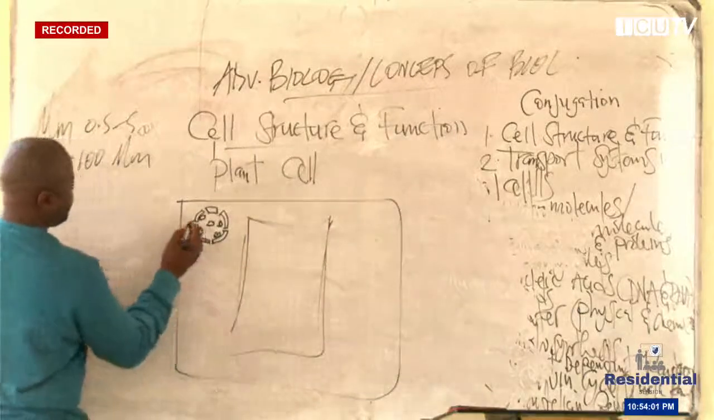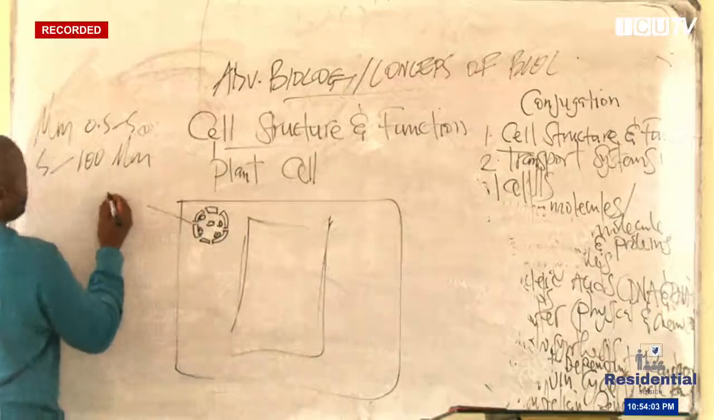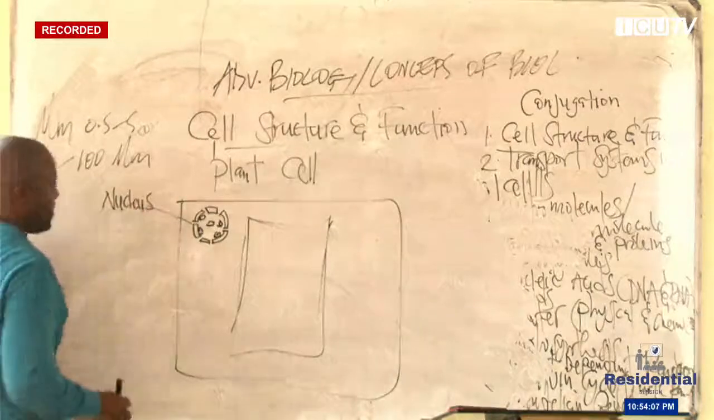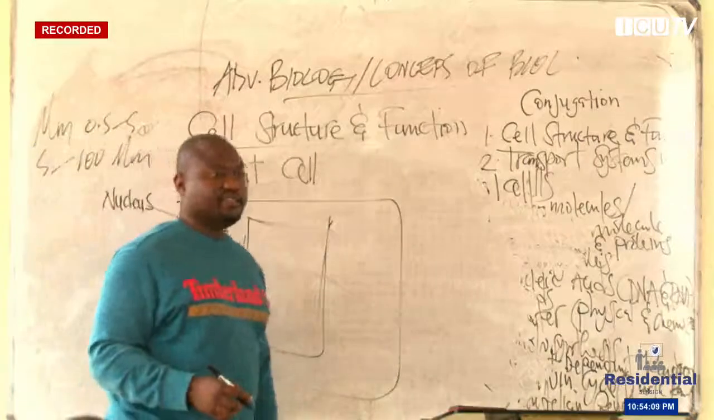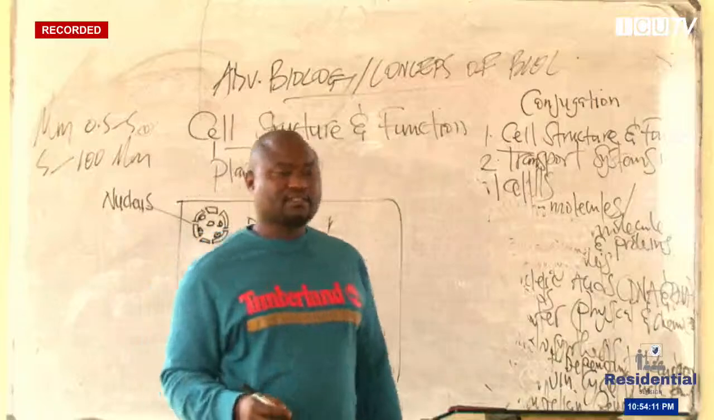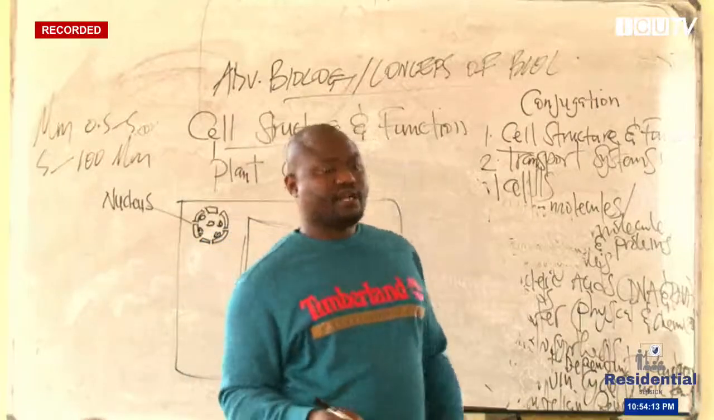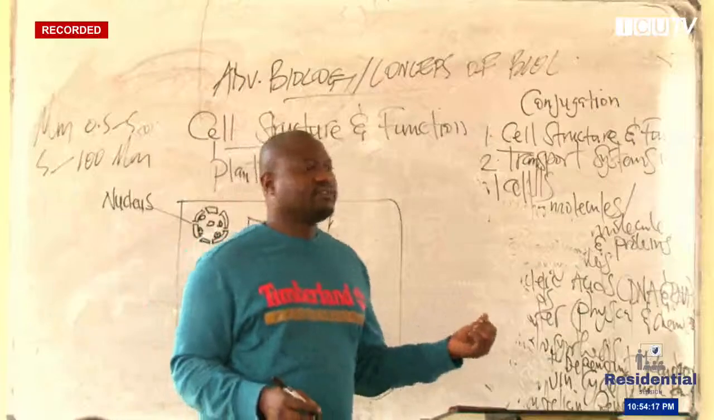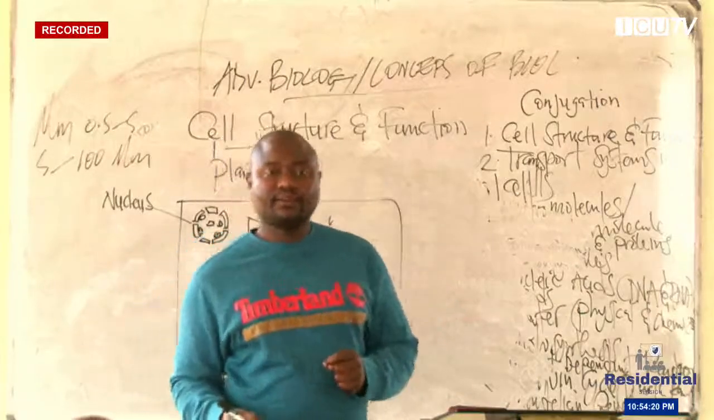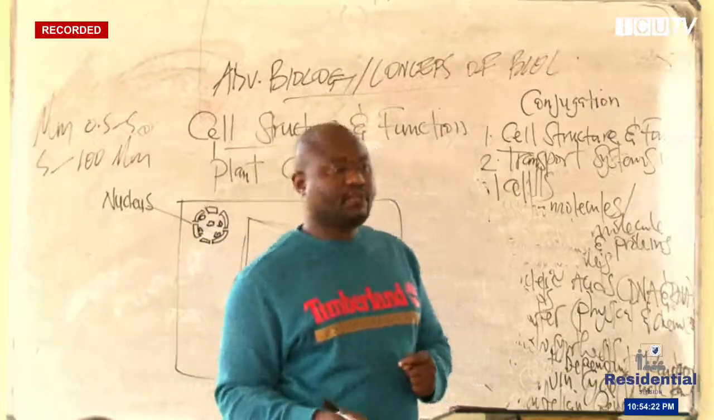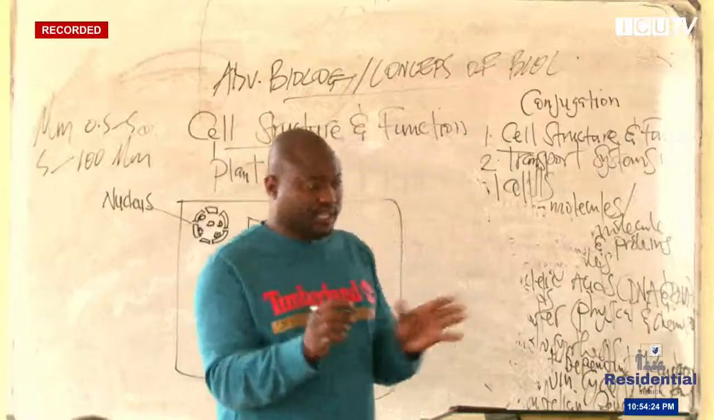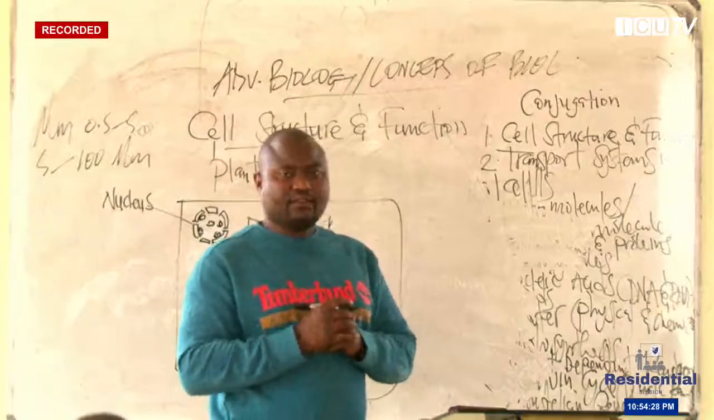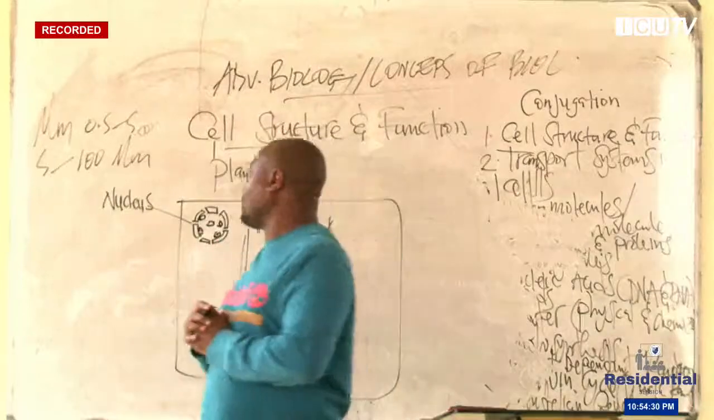How do you get it? The nucleus. Remember that the eukaryotic cells have got what? A nucleus. And what are we saying? That this nucleus has got other components. What are those components? So it's called a nucleus as a whole, but it has got other components. What are those components that we are talking about?